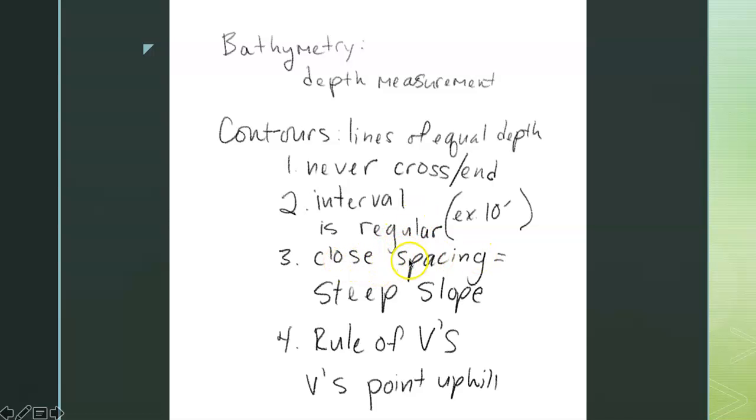If they are close together, then it is a steeper slope. Remember that the skinny pyramid had these lines that were very close together. And then there's something called the rule of V's. And I am including an additional video in this module that talks about the rule of V's.